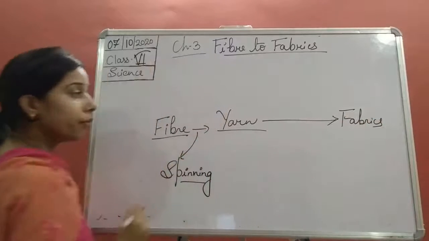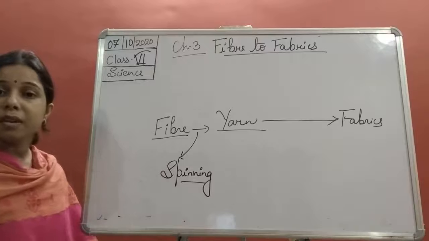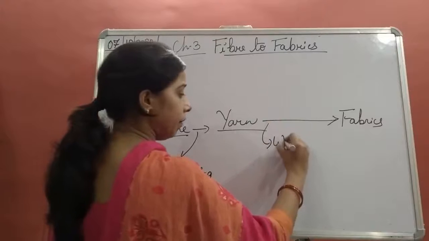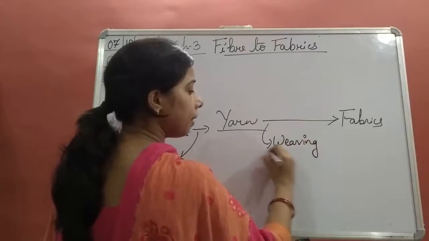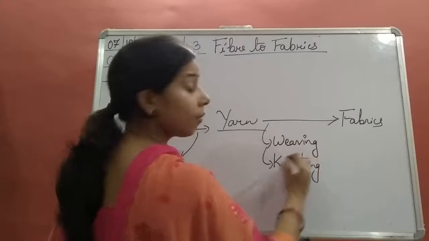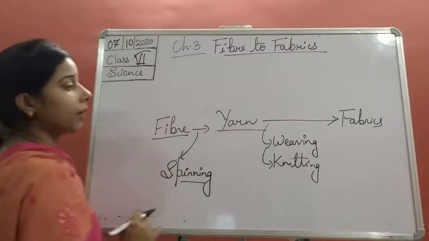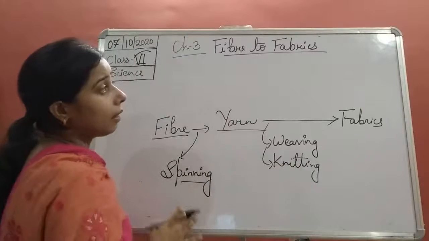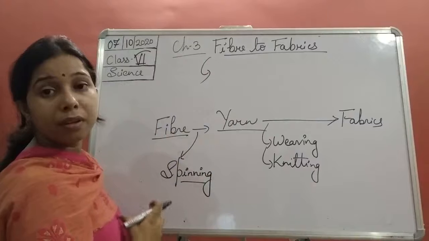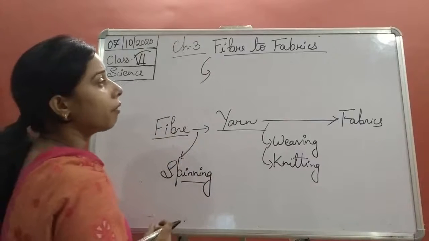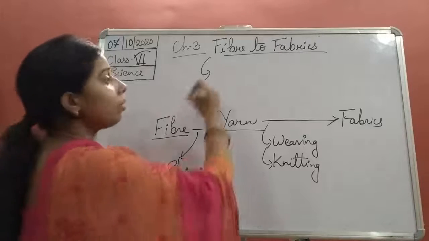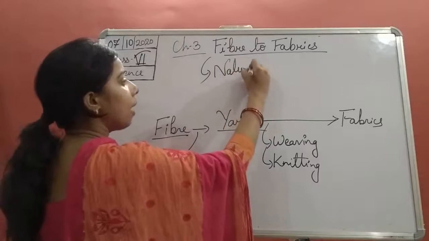And the process which involves the conversion of a yarn to the respective fabric includes two methods. First method is weaving, and the second method is knitting. Before we go further, let me remind you again that in this chapter students, we discuss the fibers, and you know that there are a lot of different types of fibers with the help of which fabrics are made. Now fibers are also divided into two, that is the natural fiber and the synthetic fiber.